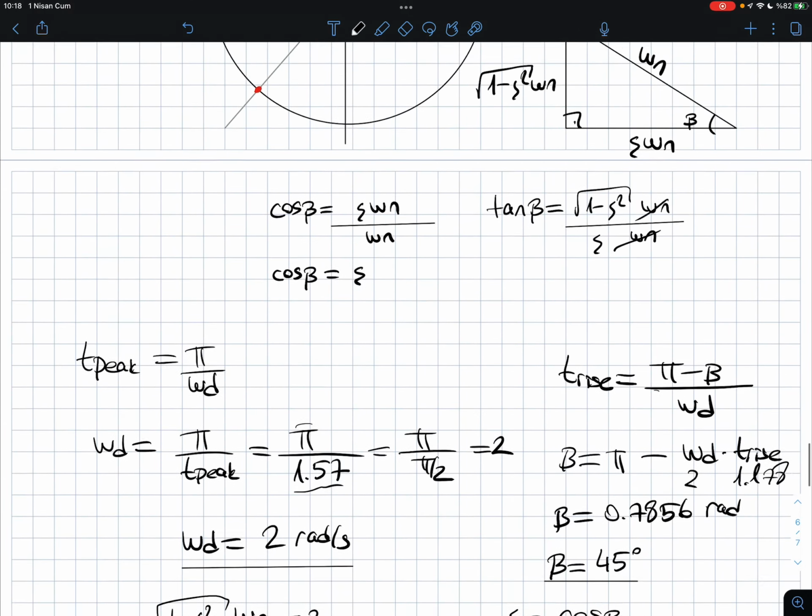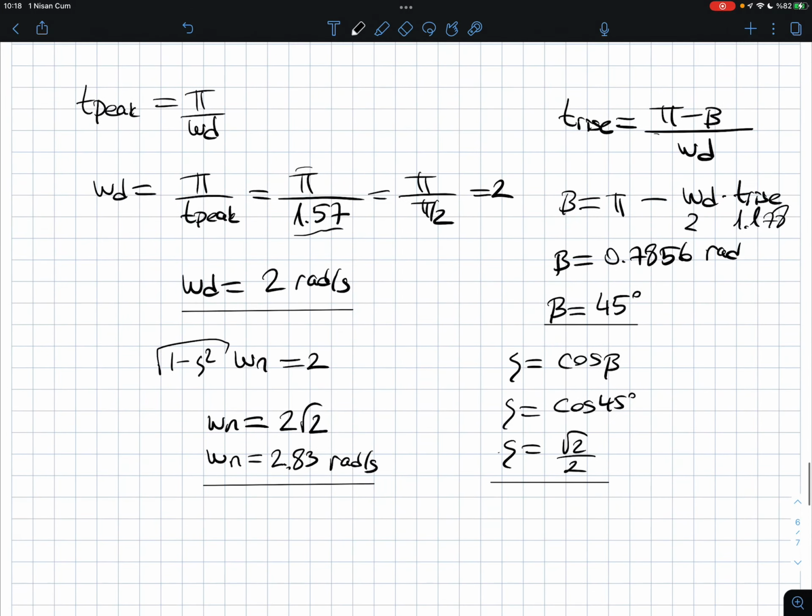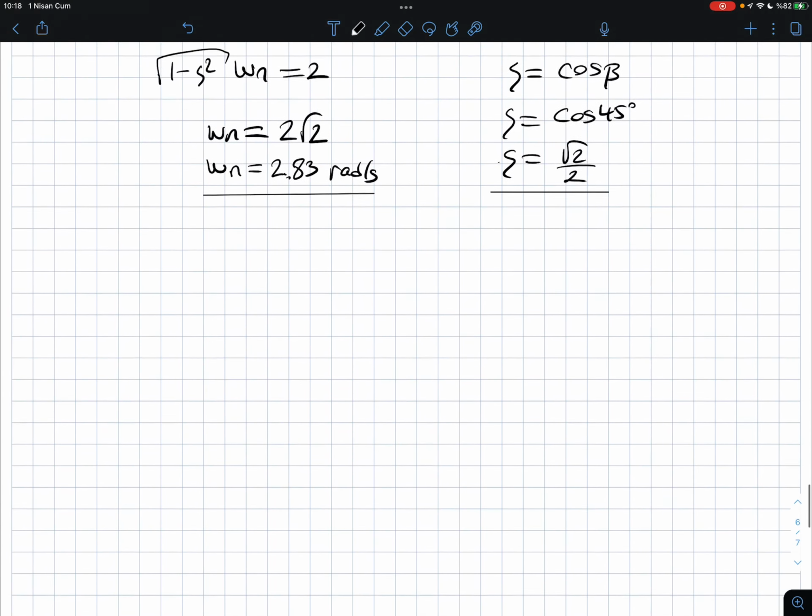Now, of course, we've chosen the peak time and rise time here in order to remind you and show you the formulas again of peak time and rise time. But any transient requirement, if you have two of them, should give you omega n and zeta. For example, you can use settling time and overshoot instead of peak time and rise time, and you can also end up in omega n and zeta values. That's actually what we are looking for.